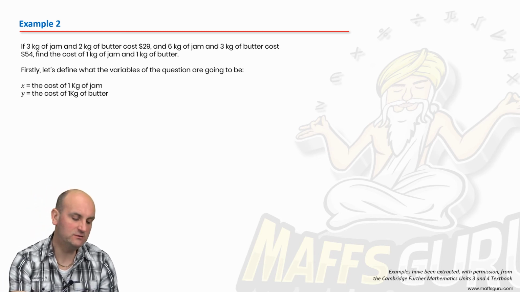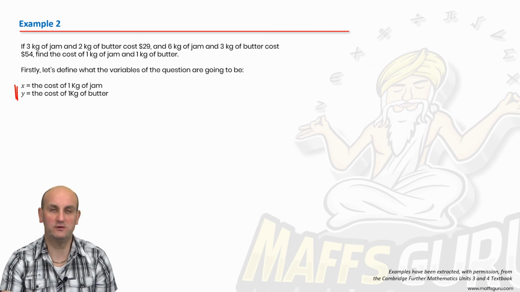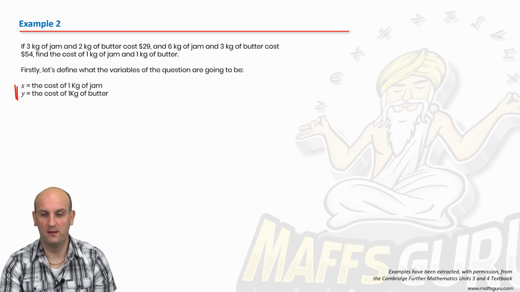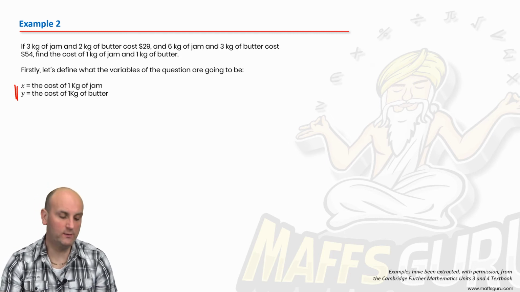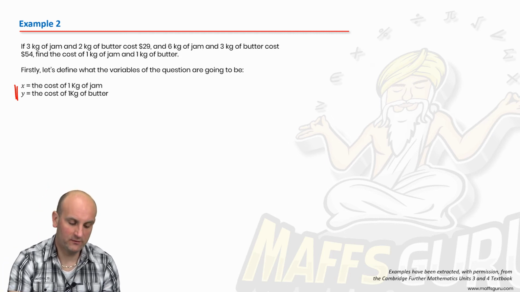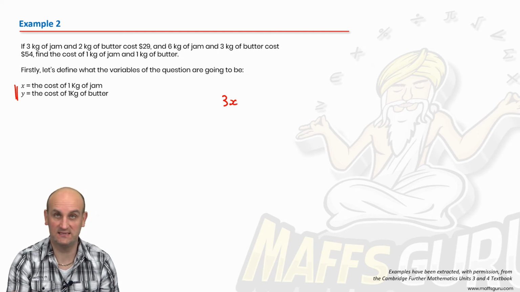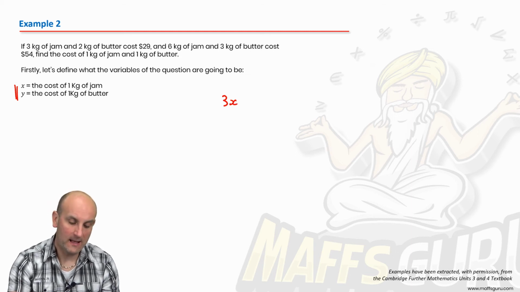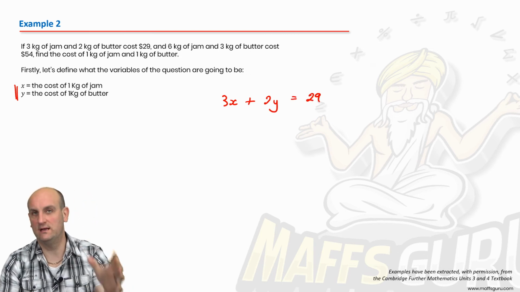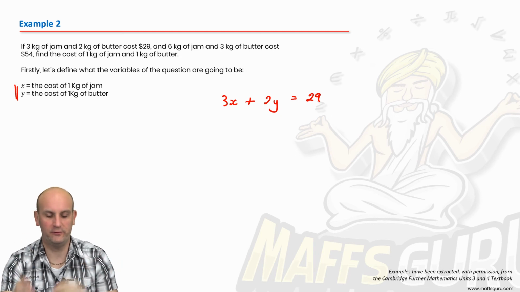But let's use the letter X to stand for the cost of 1 kilogram of jam. Let's call Y the cost of 1 kilogram of butter. So what we know is 3 kilograms of jam, which is 3 times X, because X is the cost of 1 kilogram, plus 2 kilograms of butter, which we're calling Y, costs $29. Okay, so we're relating kilograms and costs, still those two unknowns.